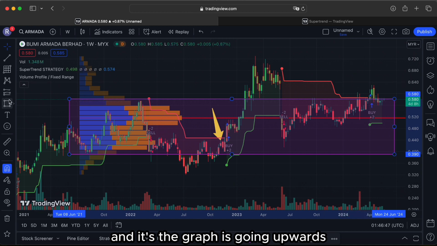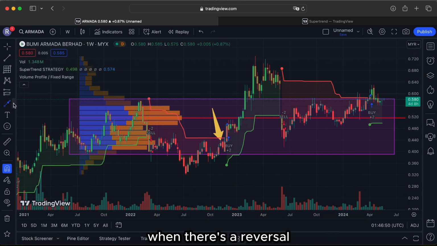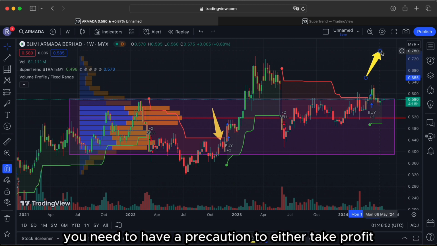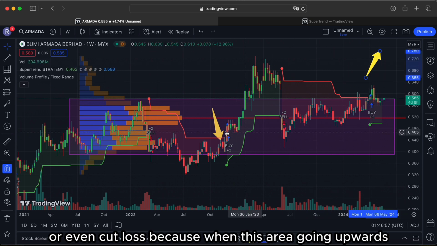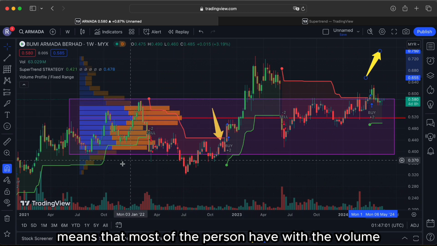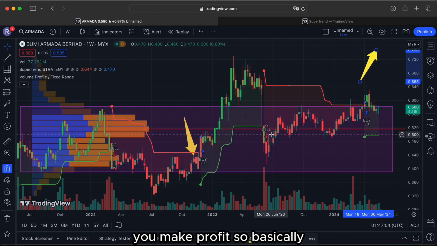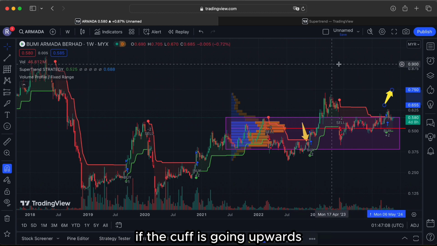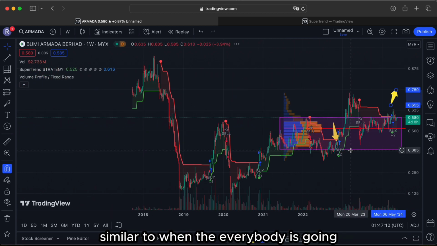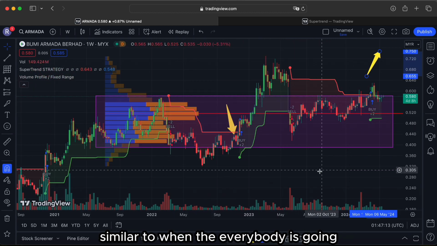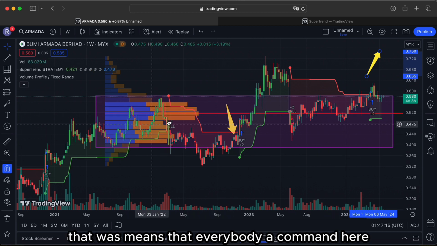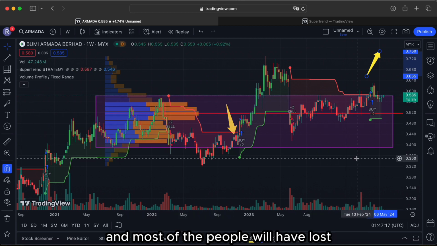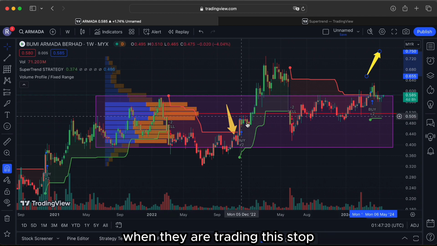If the graph is going upwards, when there is a reversal, you need to take precaution to either take profit or even cut loss, because when the price goes upwards from this area, it means that most of the people with volume will make a profit. So basically they will have their profit-taking area if the graph is going upwards. Similarly, when everybody is going downwards, it means that everybody accumulated here, and most of the people will have a loss when they are trading this stock.